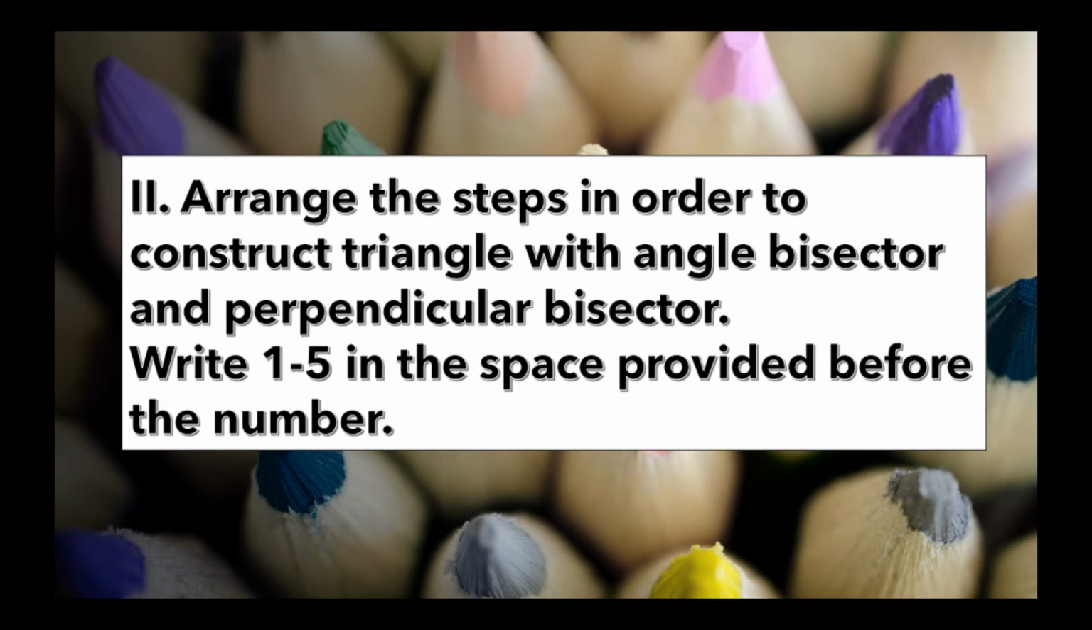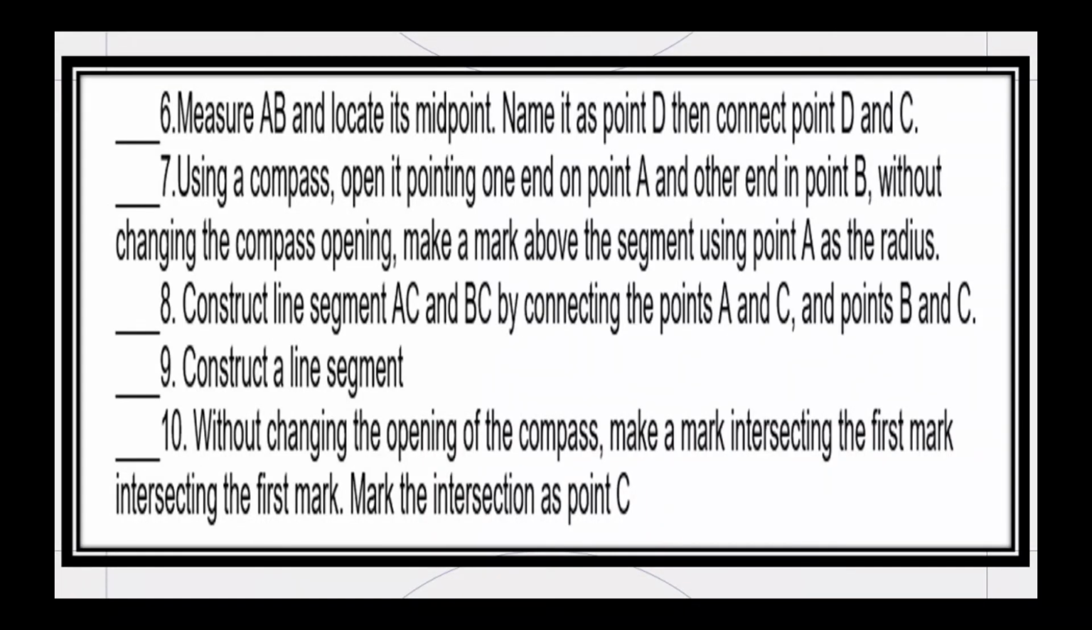Okay? So let us have the items from 6 to 10. So for 6 to 10 on the underline, you are just going to arrange and put the numbers 1 to 5 according to the step-by-step procedure in making an angle bisector and perpendicular bisector. So let us have number 6.